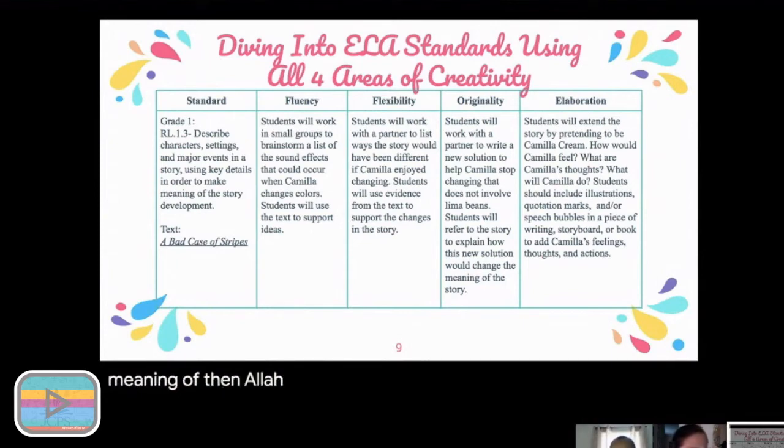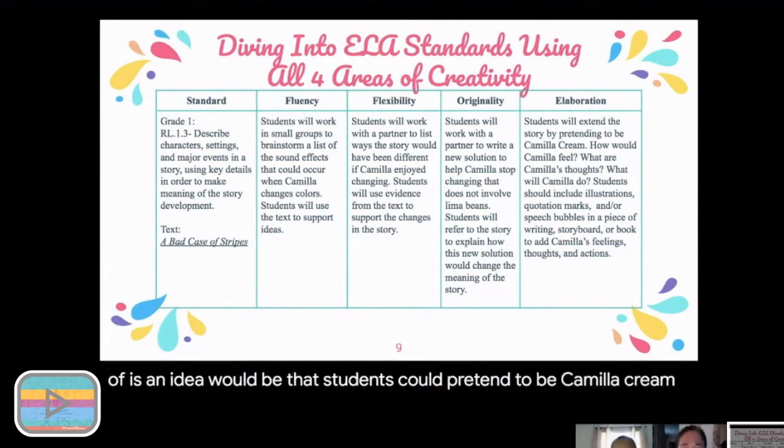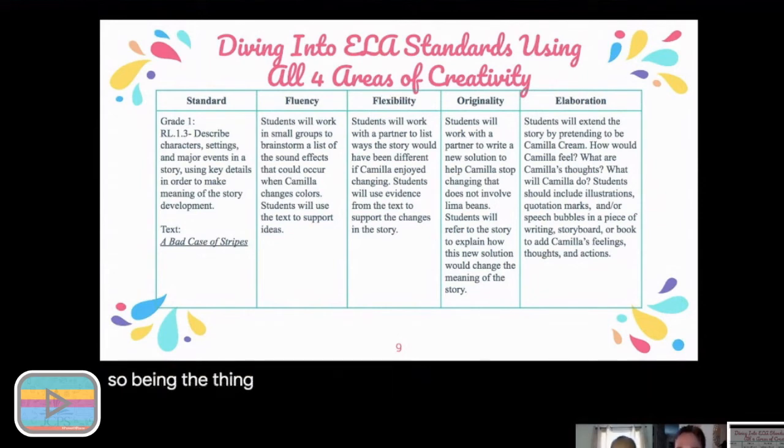And then elaboration, which is always the easiest for me to think of, is an idea would be that students could pretend to be Camilla Cream. So being the thing or the person and thinking about how Camilla would feel. What would her thoughts be? What is she going to do? And just elaborating on her character.